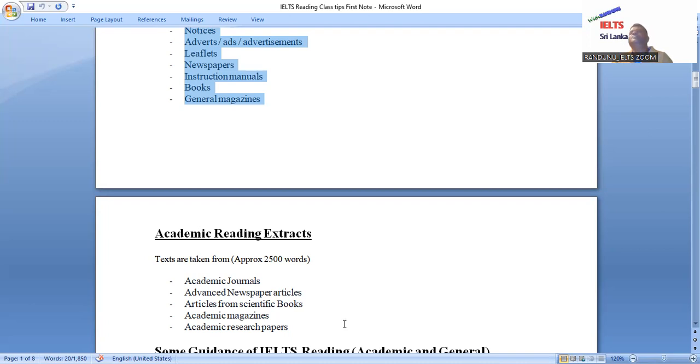Then apart from the normal class, we have individual sessions for speaking and writing. For writing, whenever you write these essays or task one or whatever, I'm going to evaluate these answers individually with you. Plus, I'm going to have individual sessions for your speaking apart from the group class. So this is the way it is going in my class.